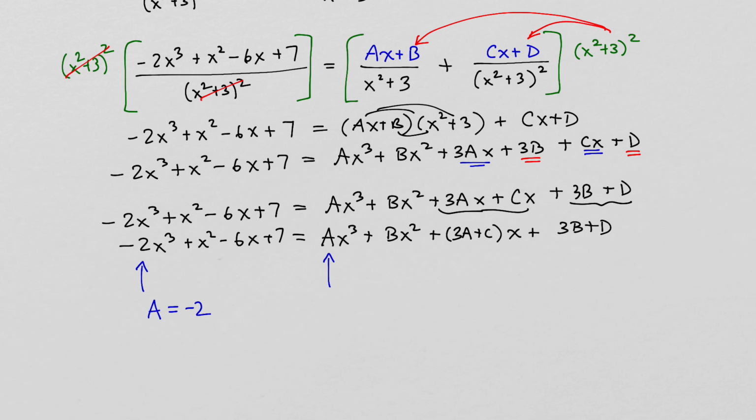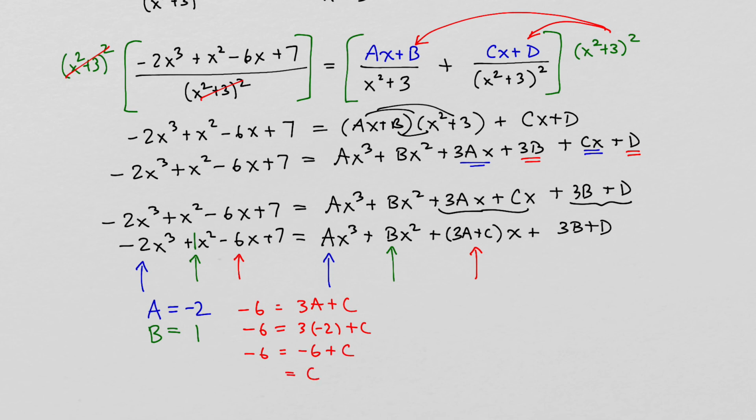The coefficient of x squared on the left side is 1, and on the right side it is b. And so that means that b must be 1. And then the coefficient of x on the left side is -6, and the coefficient on the right side is 3a plus c. But the good news here is we know what a is, right? a is -2, so we can put that in here. And that is going to give us -6 equals 3 times -2 plus c. And this says -6 equals -6 plus c. And that means that c is 0.